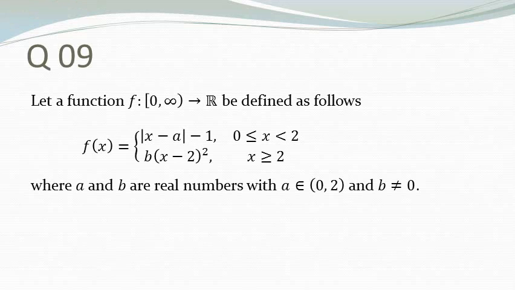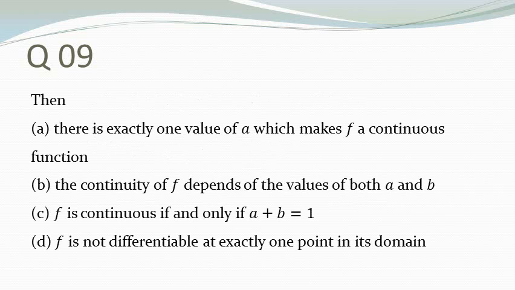Take a moment to read the question. So f is a real valued function whose definition is given to us. a and b are real numbers and a lies in the open interval (0, 2). Also b is not equal to 0. We have to find out which among the given options is true about this function.